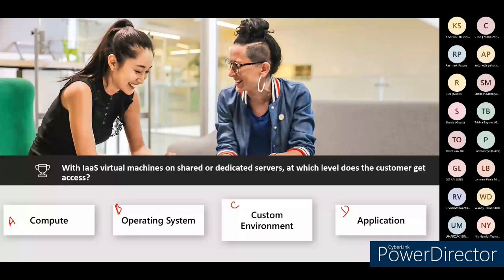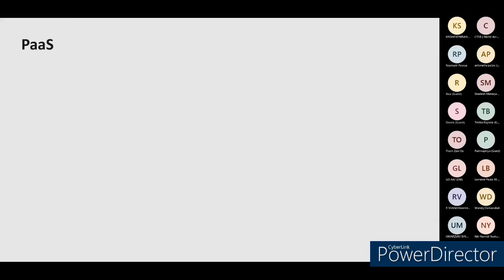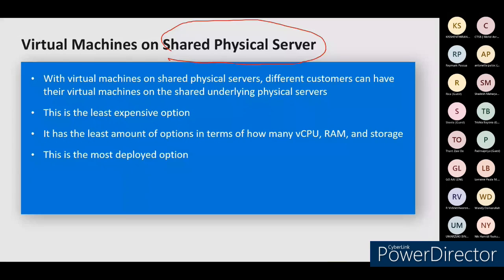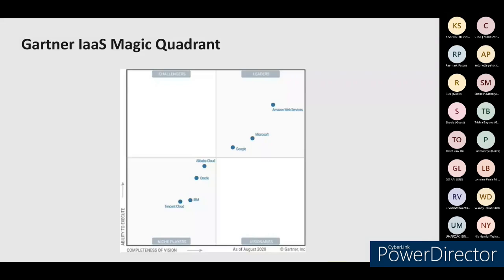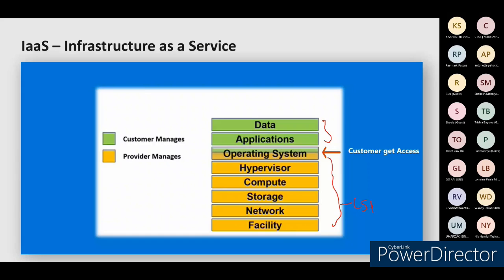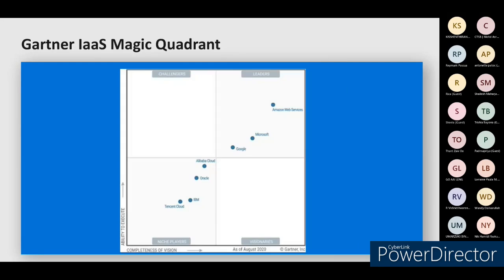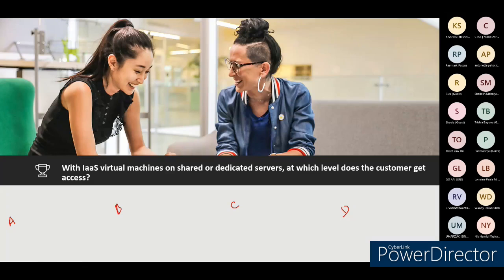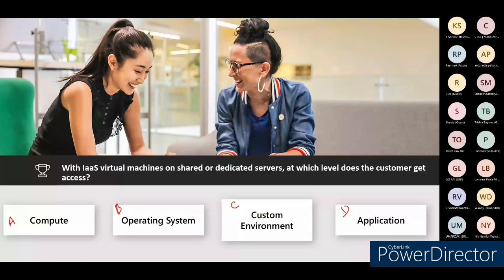So in IaaS, we are getting access from where you can see here. Generally we are getting access from the operating system onwards. So the answer for this question is operating system onwards, on a shared or a dedicated one, okay, not the bare metal one. So we are getting from B. Answer for the question is B.